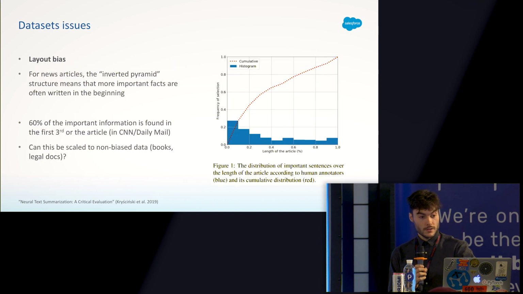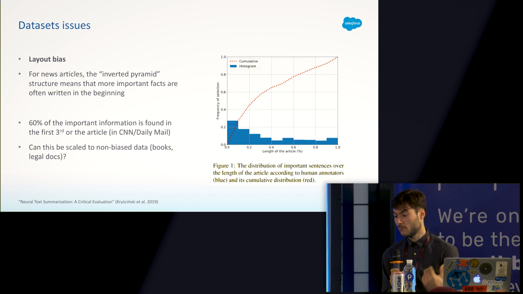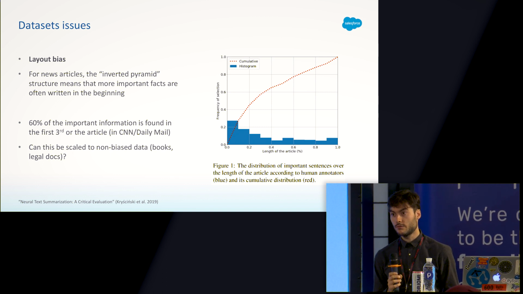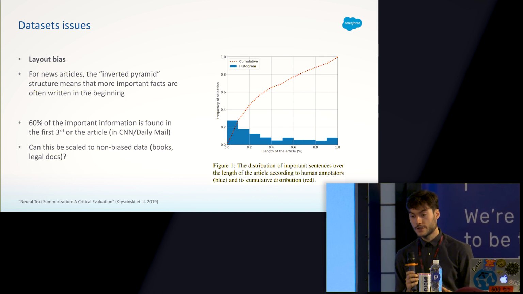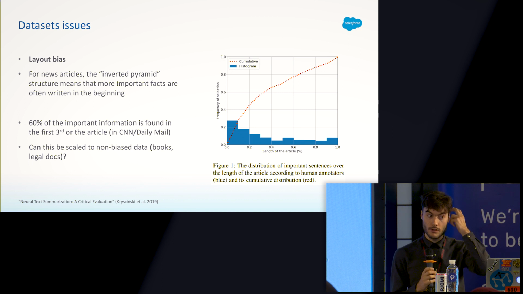On top of that, there are some issues with the datasets that we've been using. So far, I've only mentioned the news datasets because that's what we have with the highest amount of parallel data. For example, the CNN Daily Mail dataset that we've been using for our paper has 300,000 pairs of articles and human written summaries, which is a lot to train very, very good models.